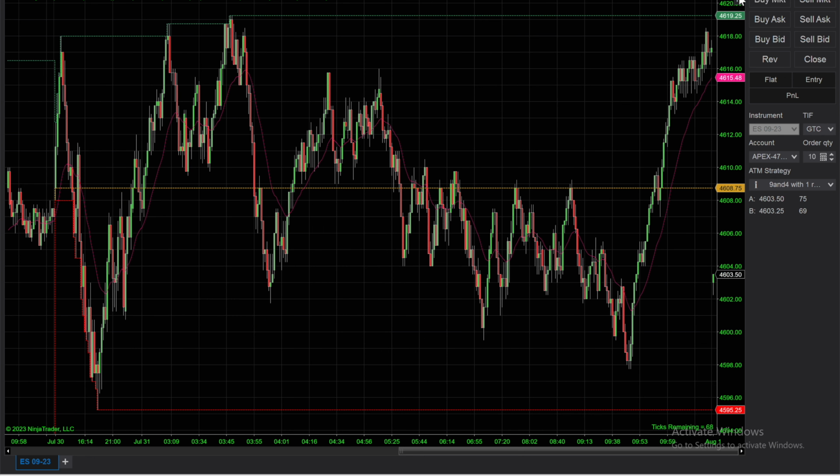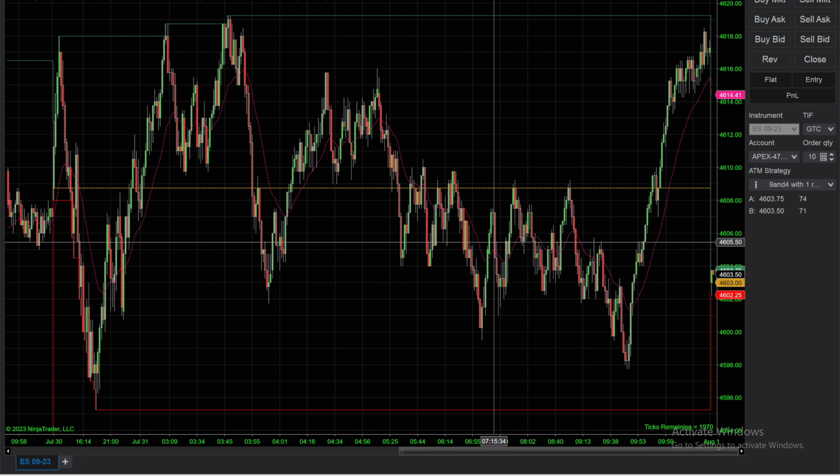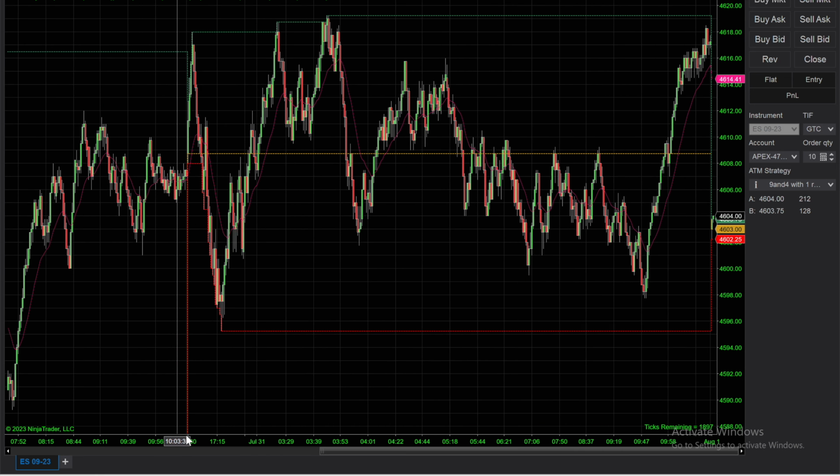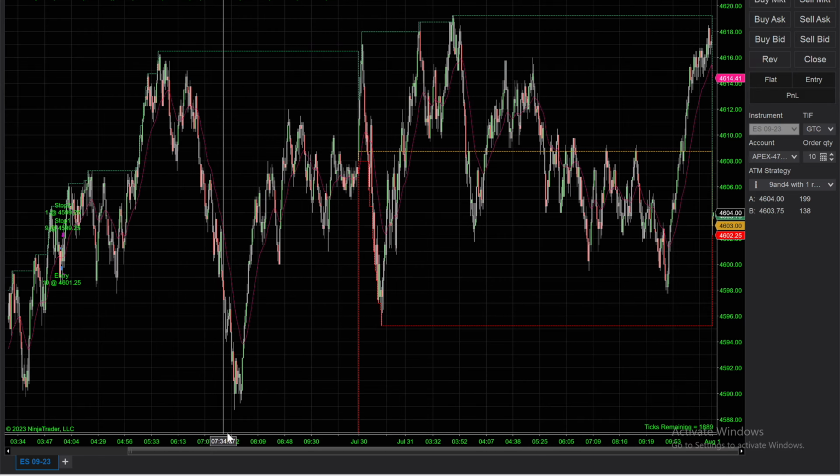Again, you already know, going over the ES chart, 2000 tick range chart. So yeah, let's get into it. Here's the start of the day. This is what the market looked like as I opened up NinjaTrader.